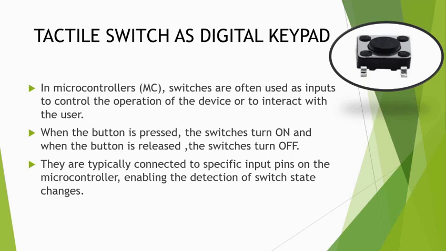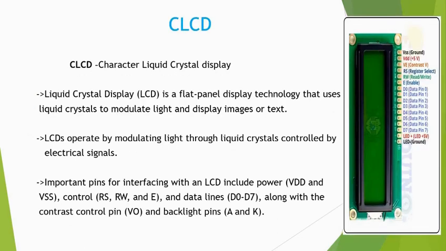Third is CLCD. The full form of CLCD is character liquid crystal display. LCD is a flat panel display technology that uses liquid crystal to modulate light and display images or text. LCDs operate by modulating light through liquid crystals controlled by electrical signals. Important pins for interfacing with an LCD include power, VDD and VSS, control pins RS, RW and E, and data lines D0 to D7 along with the contrast control pin.